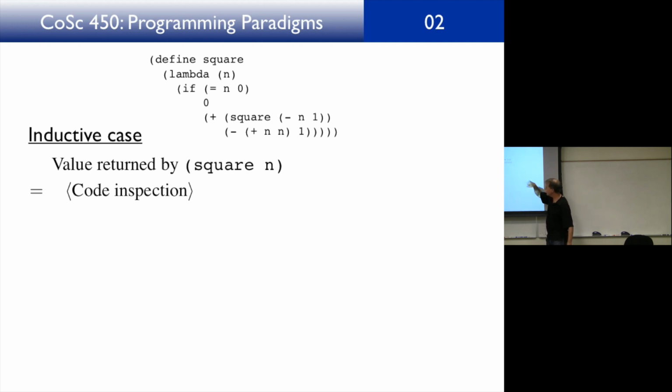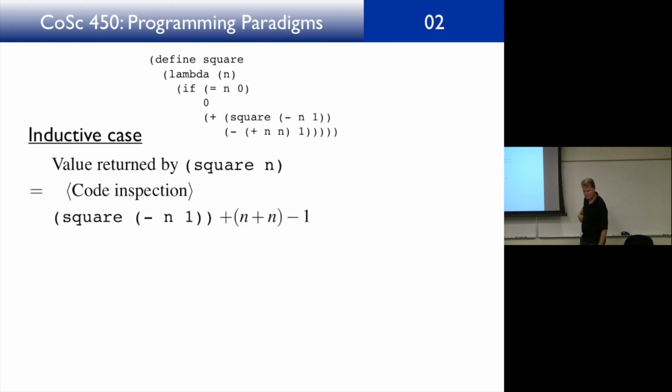So what do we have? Square n minus 1, okay, plus and then what? n plus n minus 1. Plus n plus n, yes, minus 1. Now, is everybody good with this? But now what?